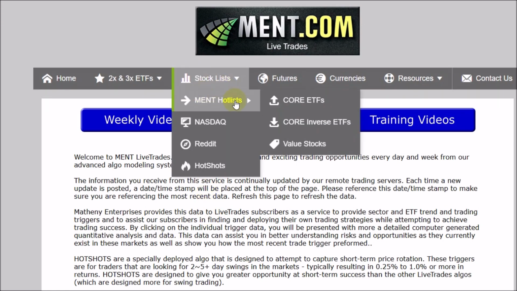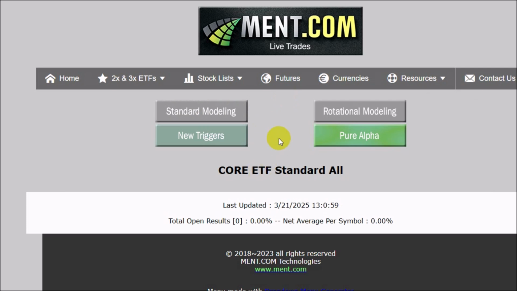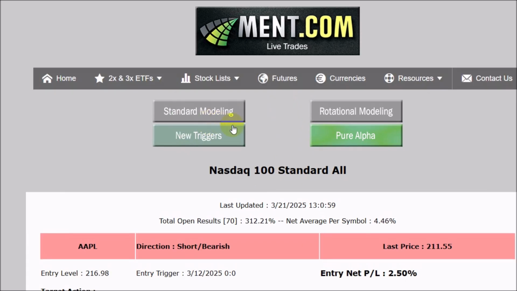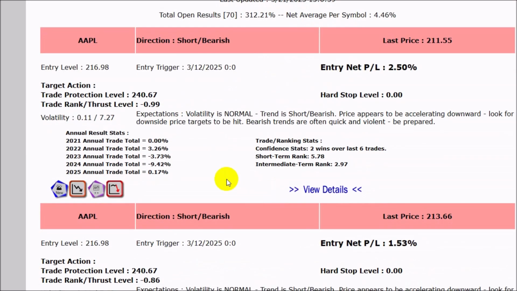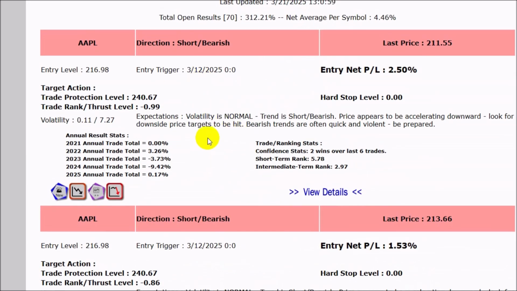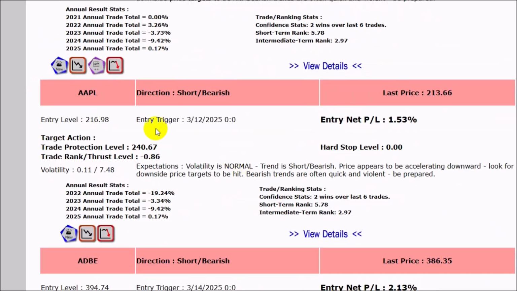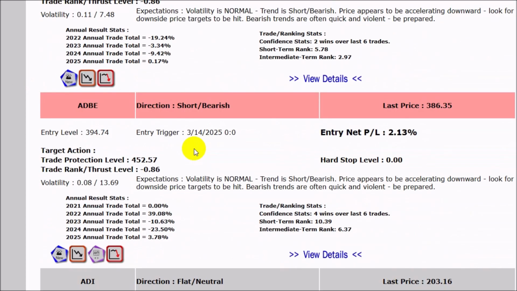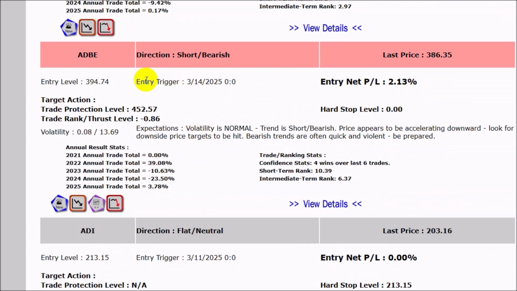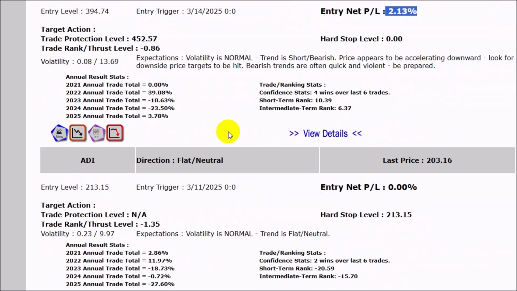And the live trades algos, again, because I reset the server, aren't going to probably have any data here. Oh, it does have some data here. So here you have a live trade algo that updated as of last Friday, and you can see some of the triggers. Apple short from 312 up $2 or 2.5%. Looks like I've got Apple in here twice. You see here Adobe short from 314 is up 2% already.